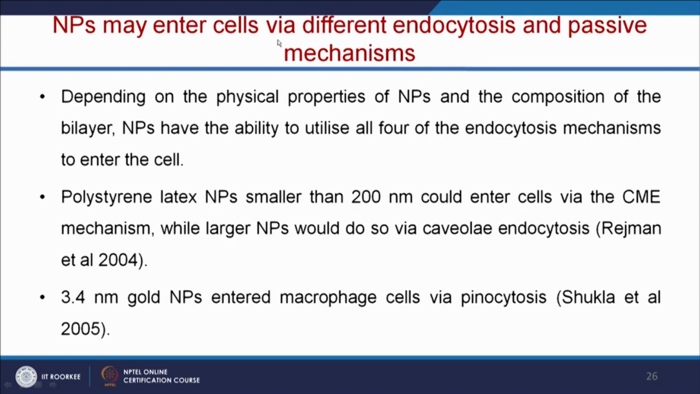The nanoparticles may enter the cells through different endocytosis and passive mechanisms, depending on the physical properties of the nanoparticles and the composition of the bilayer. The nanoparticles have the ability to utilize all four of the endocytosis mechanisms to enter the cells. Some examples we see here: polystyrene latex nanoparticles smaller than 200 nanometers could enter the cells through the CME mechanism, and the larger nanoparticles will enter the cells through caveolin endocytosis.